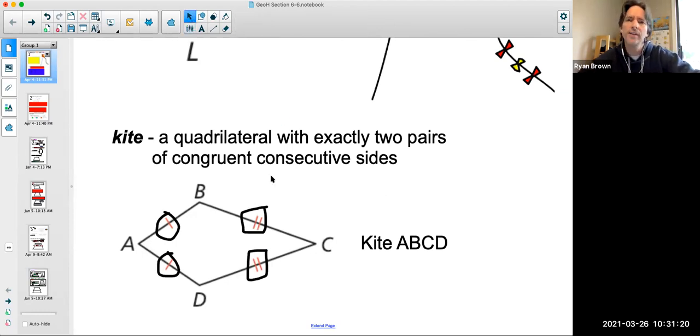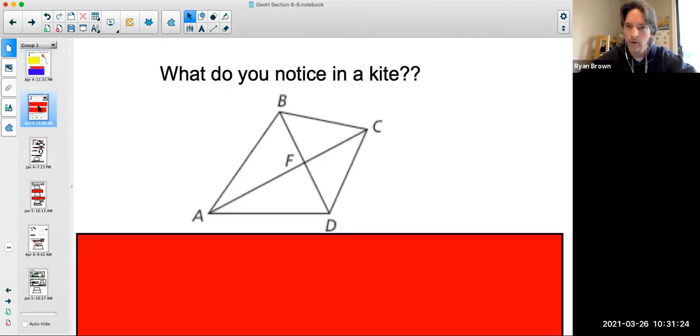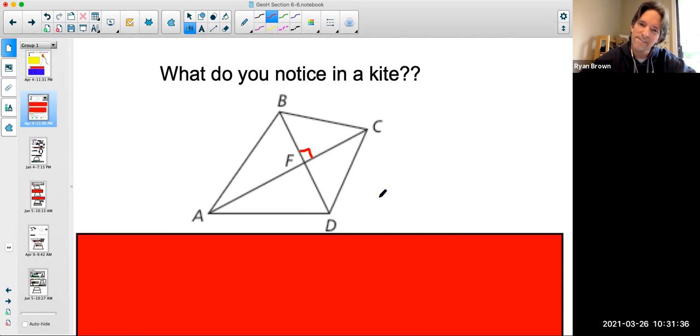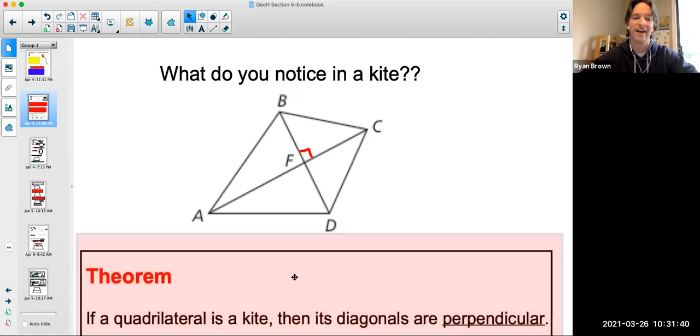Okay, so what kind of cool things can we do with a kite? Well, once you do put in some diagonals, what do we notice? If I turn my head sideways and look at it, it looks like I can do this with the diagonals. Do you believe? Yeah, I think it is. And in fact, you'd be right. First theorem about a kite is that diagonals are perpendicular.